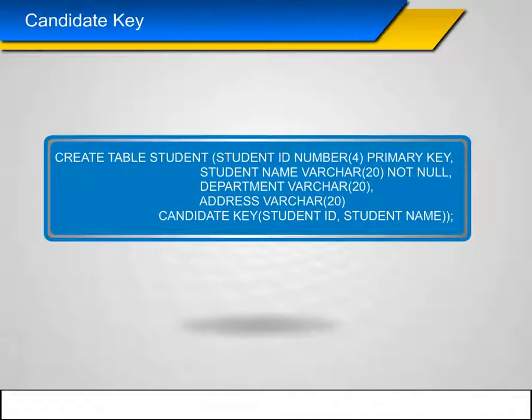Create table student, student ID number 4 primary key, student name varchar 20 not null, department varchar 20, address varchar 20, candidate key student ID, student name. In the figure, student ID and student name is the candidate key.